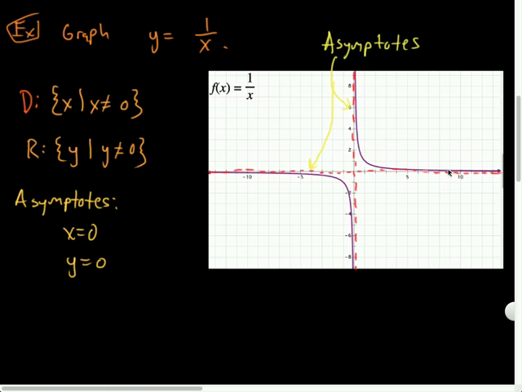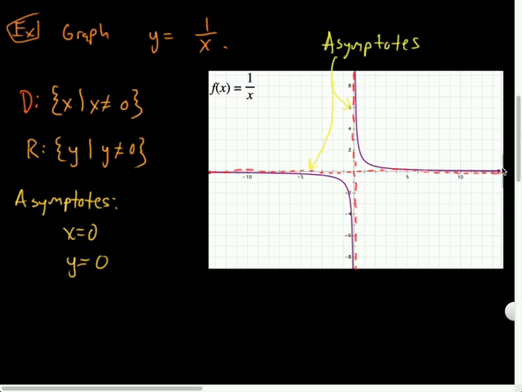Y is approaching 0. Y is not going up towards infinity, and y is also not going down towards negative infinity. I'm slowly deleting this. Y is actually getting closer and closer to 0, but never getting there.